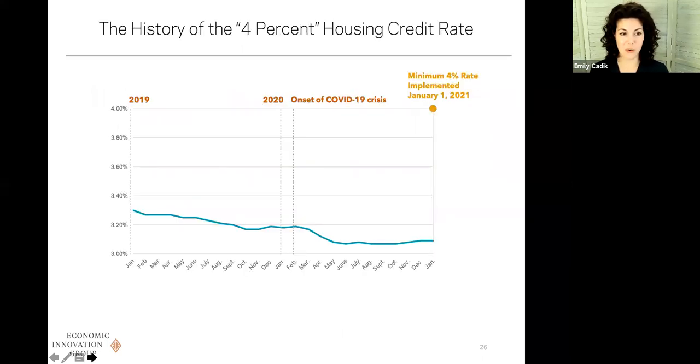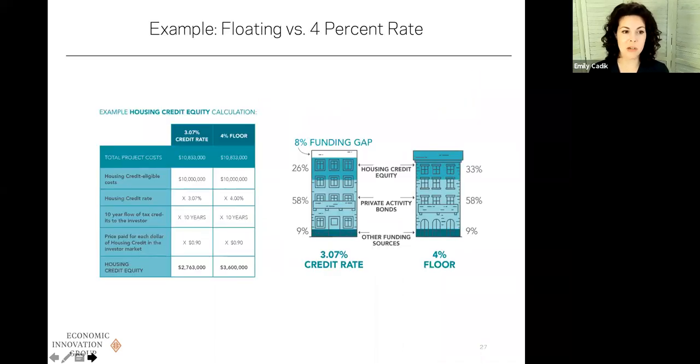As you can see, like I said, it started in 1986 around 4, but it had been just declining and declining. And then you see the onset of the COVID-19 crisis, and that's when it really just dropped to the lowest levels it's ever been. And now there's this huge jump. So what does that mean? On the next slide, we can see an example of a specific deal. So here's a development at the 3.07% rate, which is where it was just a few months ago, and then what it looks like now with the 4% floor.